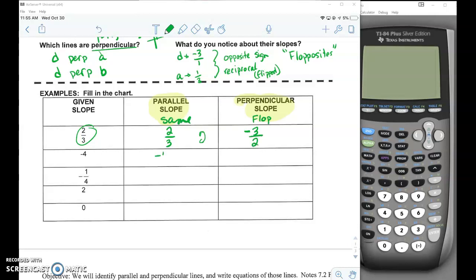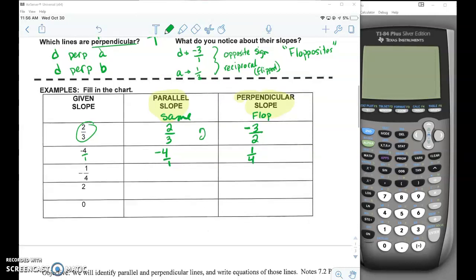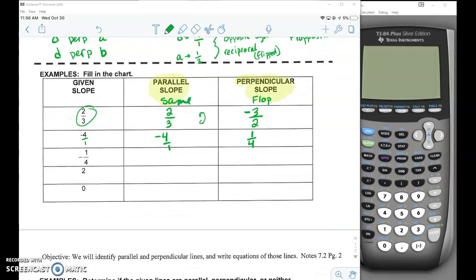Negative 4, parallel is the same, a slope of negative 4. And remember, we can always put a 1 underneath a whole number. So if I flop it, I change the sign, a negative becomes a positive. I flop it over to 1 over 4. A slope of negative 1 over 4, parallel is the same, negative 1 over 4. To flop it, I change the sign, I make it positive, and flip it over, 4 over 1, or just positive 4.